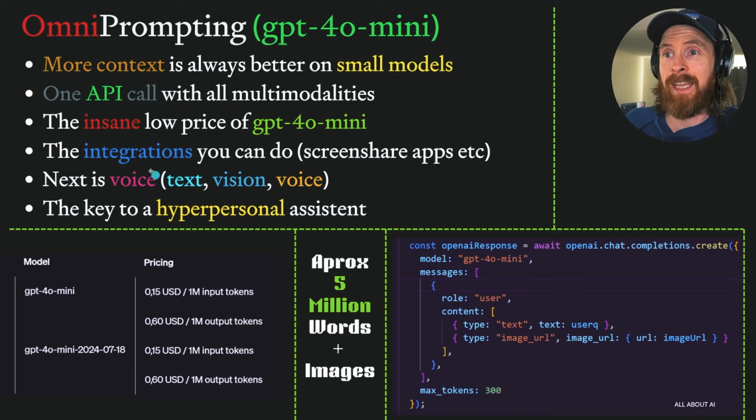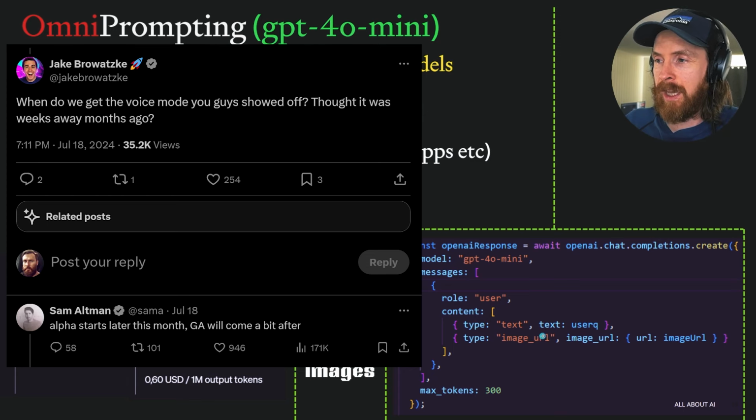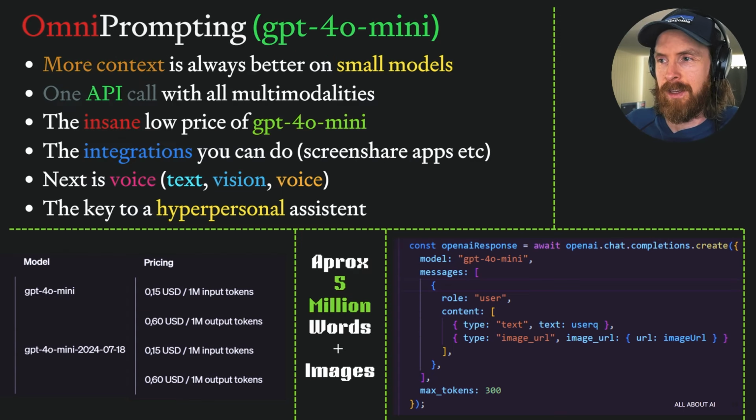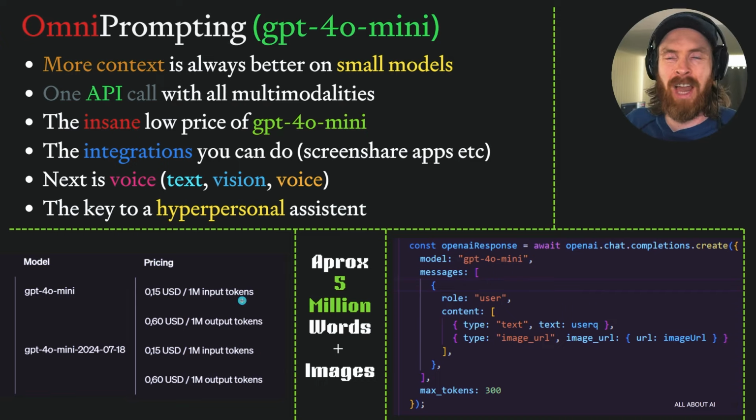And I expect that in a while, you can see we will get voice. And hopefully that will be in the same call too. It has to be, right? So that means that we can put in 3 different input types into a model to get a response back. So I'm really excited for that, as probably many of you are. And the reason is that the insane low price of GPT-4o-mini makes this viable, I think, for the first time, as I will show you soon in this integration I have created.